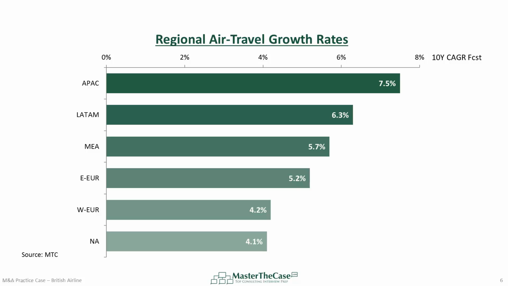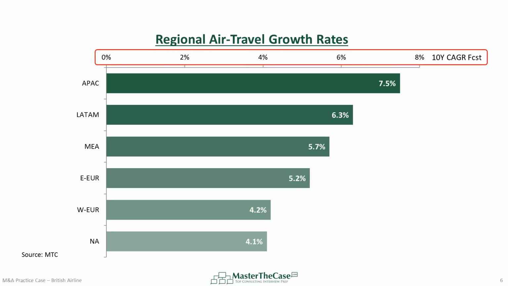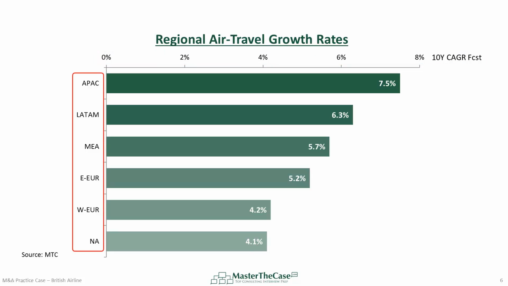Sure. So, the graph contains data on regional air travel growth rates. The x-axis is in percents, on the scale from 0 to 8, and it actually refers to a 10-year compound annual growth rate forecast. And the y-axis plots different regions in descending order according to growth rate. So to synthesize my understanding of the graph, it essentially ranks the different regions of the world in terms of their forecast annual travel growth over the next 10 years. Am I reading it correctly? Yes. Great.